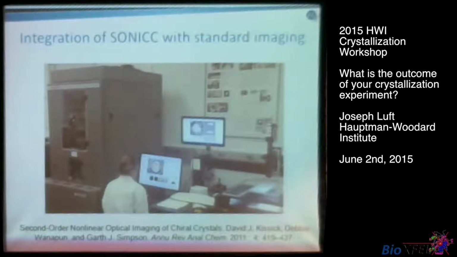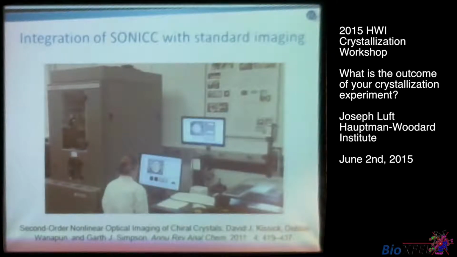The other thing about the SONICC is that it takes quite a while to actually take images. So it's a confocal technique. So the laser is actually being focused and oscillating on different planes. So you're taking slices through your drop, and then software will combine those slices into a single extended focus image. It takes a fair bit of time to image a plate.